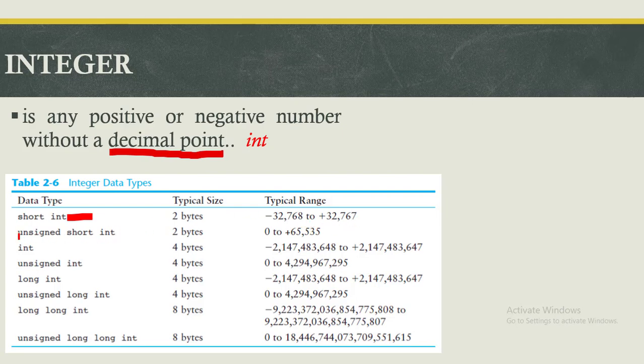Then you have unsigned short integer. Unsigned simply means you're looking at the positive numbers onwards, so any number from 0 to 65,000. Then you have the integer, which has that particular range, and unsigned integer, again with its particular range, and so on and so forth. Point to note: whenever you need to declare a variable to be of type integer, we begin with the data type abbreviation int. We don't type integer, we type int.